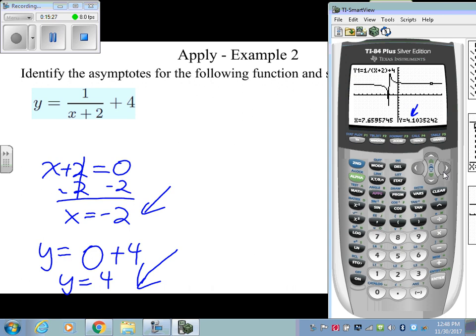And again, if I change my window and make my x really big, like 1,000, and that's really not that big in the grand scheme of things. But now if I go to trace and I have an x value right now of 495, my y, as we can see, is 4.002, really close to 4. And as I continue to the right, it's getting even closer, but never crossing that value. So those are our two asymptotes, x equals -2 for our vertical and y equals 4.